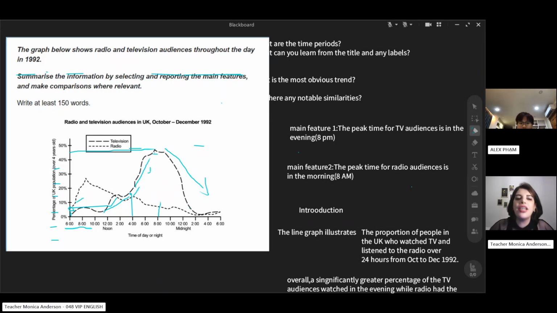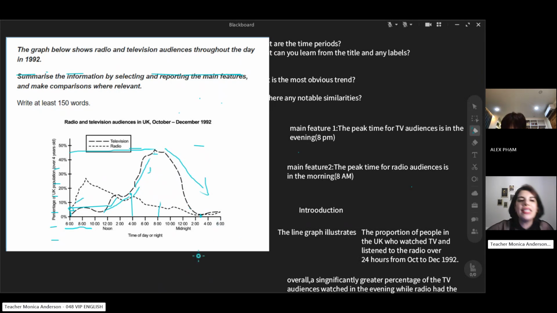But how to write it? I can say the graph records a sharp decline in viewers, reaching a low of only a tiny percentage, as you can see, a very small percentage, by when? 3 a.m. Yeah, it's about 3 a.m. The least number of people.